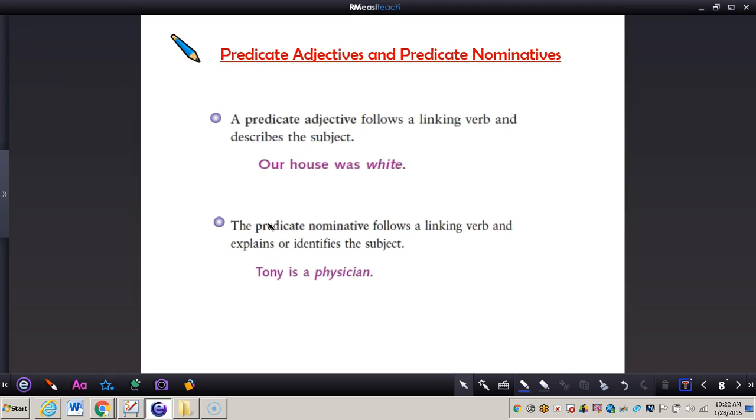So a predicate nominative follows a linking verb and explains or identifies the subject. So it explains it more. It's a little bit different in that it's not describing it, it's explaining a little bit more. So we can see Tony is the subject. So it is a what? Explaining it, a physician. Okay, so you can see it's a little bit different than the adjective. So Tony is a physician. It's explaining or identifying the subject.